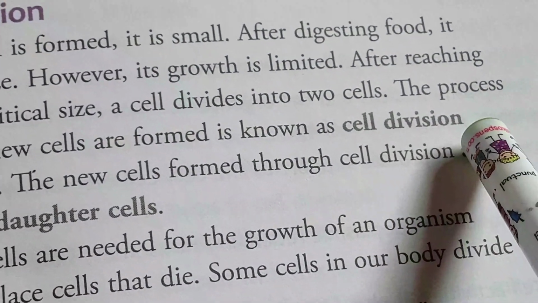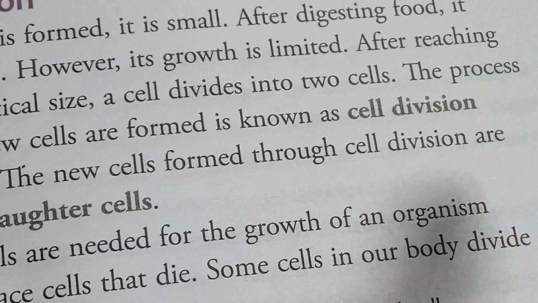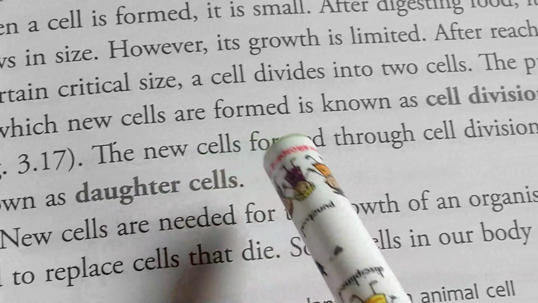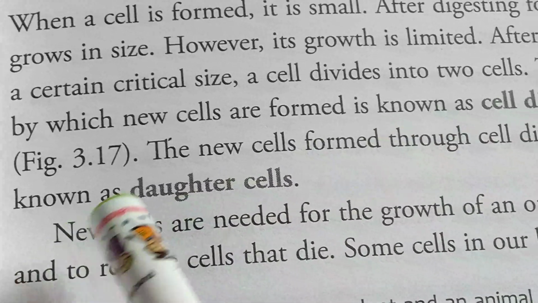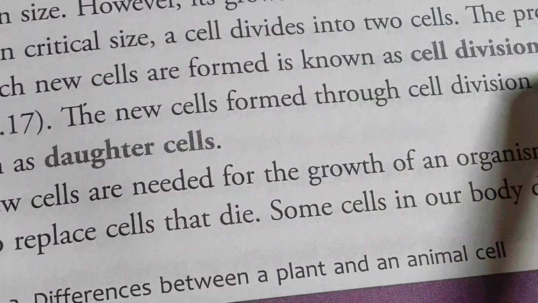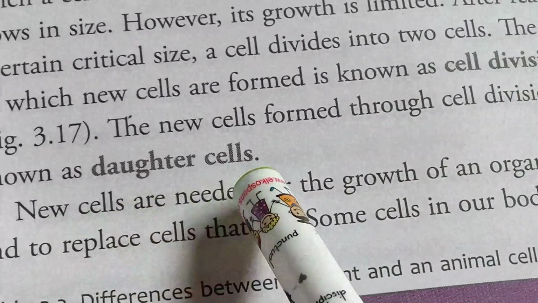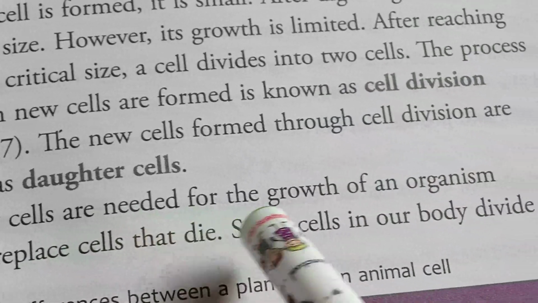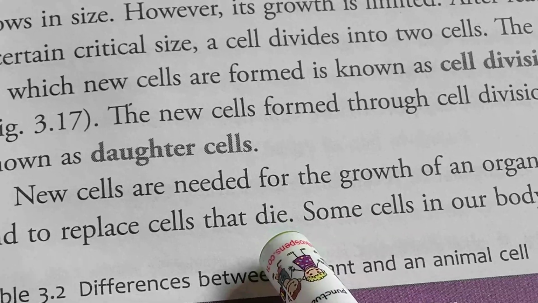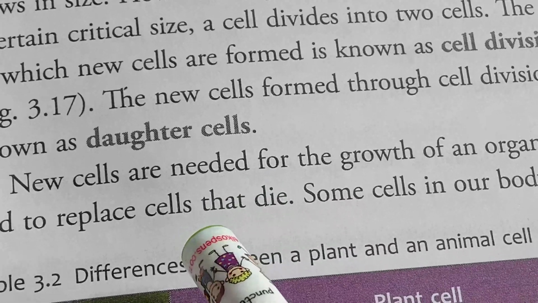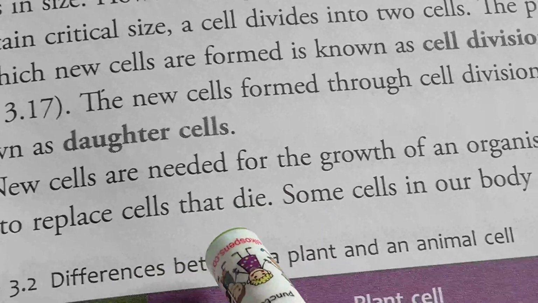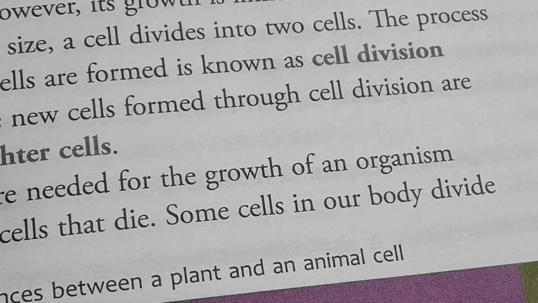Cell division is a biological process where a cell divides into other cells. The new cells formed through cell division are called daughter cells. New cells are needed for the growth of an organism and to replace cells that have died. So why do we need new cells? For our proper growth, and to replace the old cells that die.